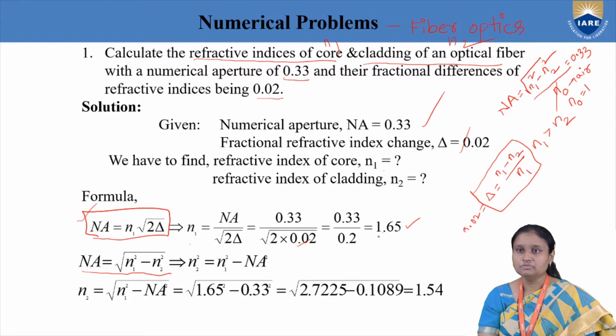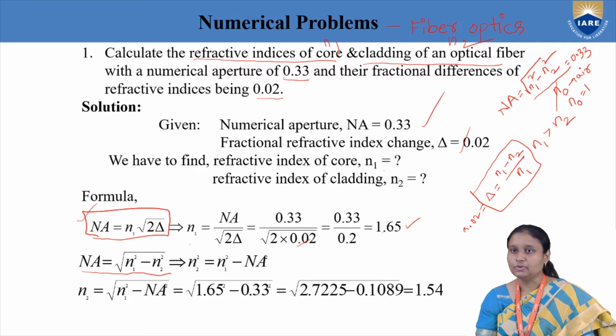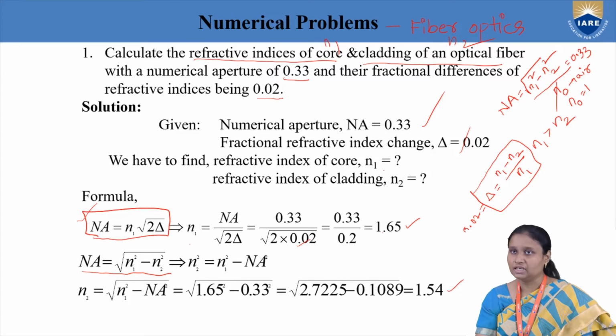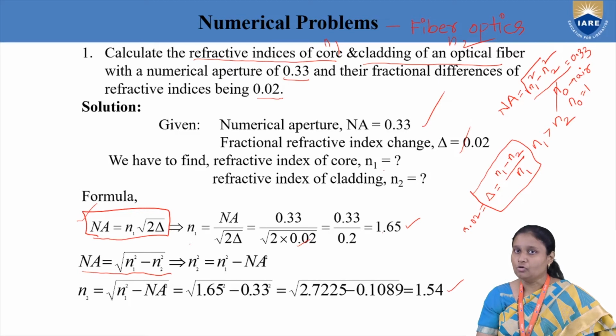What is n1? n1 is 1.65. And what is numerical aperture value given? 0.33. And if I simplify it, I end up having 1.65 whole square as 2.7225 minus, and what is the square of numerical aperture? 0.1089. And if I take square root, I'll end up having refractive index of cladding as 1.54. So in this problem, what we have seen, if you are given data of numerical aperture and value of fractional change in refractive index, it is possible to find refractive index of core and cladding.